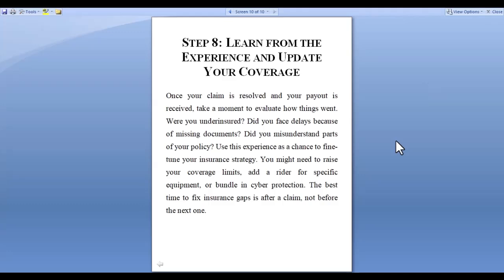Once your claim is resolved and your payout is received, take a moment to evaluate how things went. Were you underinsured? Did you face delays because of missing documents? Did you misunderstand part of your policy? Use this experience as a chance to fine-tune your insurance strategy. You might need to raise your coverage limit, add a rider for specific equipment, or bundle in cyber protection. So the best time to fix an insurance gap is after a claim, not before the next one.